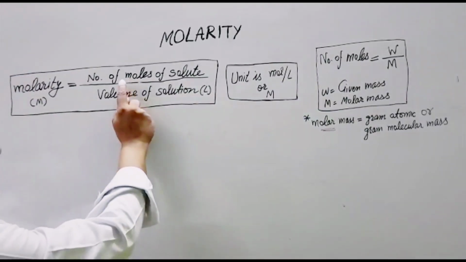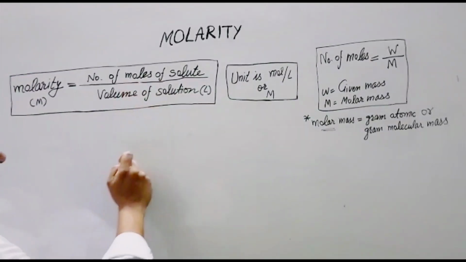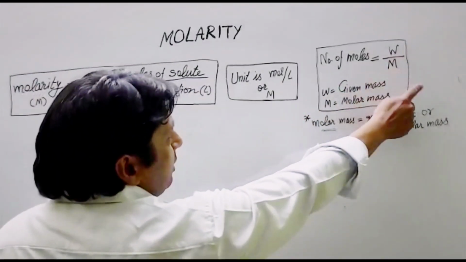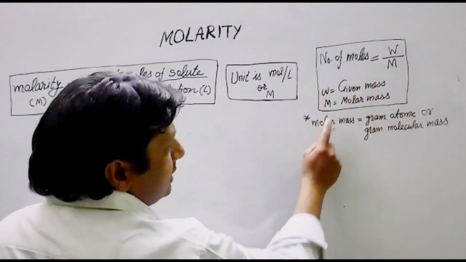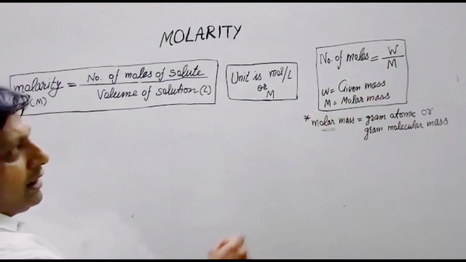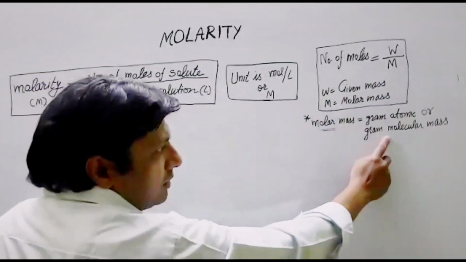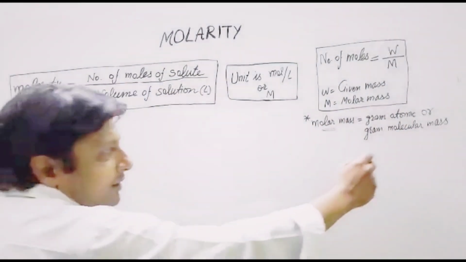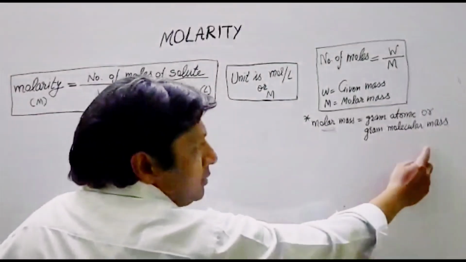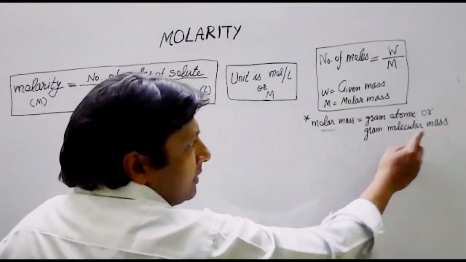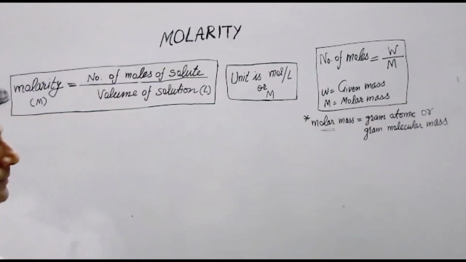Now the question arises, how to find the number of moles of solute? Number of moles of solute is equal to given mass divided by molar mass. W is the given mass, M is the molar mass. What is molar mass? Molar mass is the gram atomic or gram molecular mass. When we find molecular mass in unified unit, we add G, then we get gram molecular mass and it is molar mass.